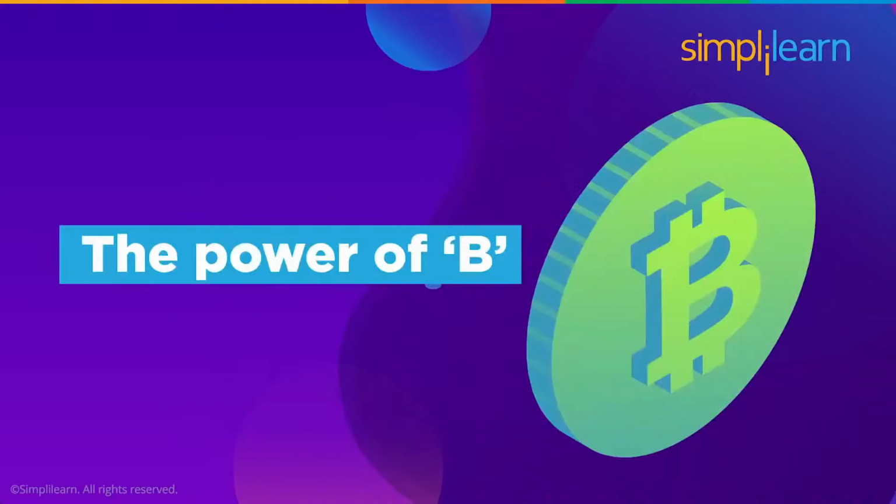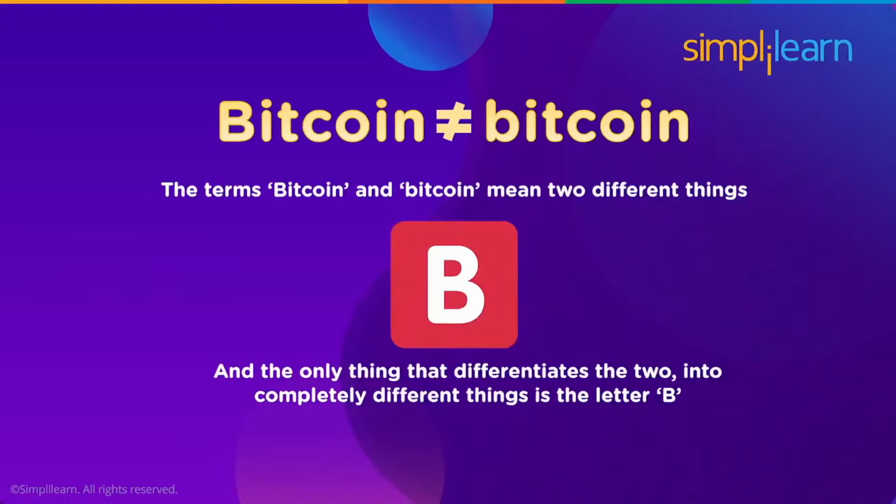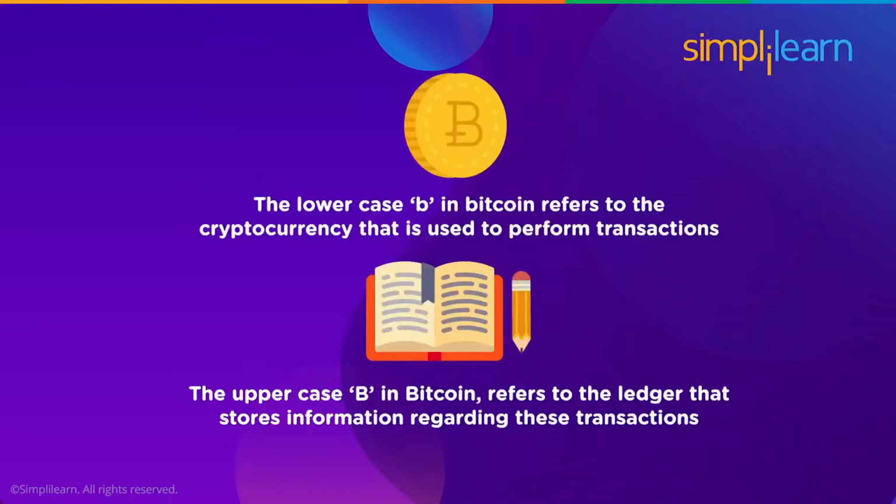The power of B. The terms Bitcoin with an uppercase B and bitcoin with a lowercase b mean two different things. The only thing that differentiates the two into two completely different things is the letter B. The lowercase b in bitcoin refers to the cryptocurrency that is used to perform the transactions. The uppercase B in Bitcoin refers to the ledger that stores information regarding these transactions.